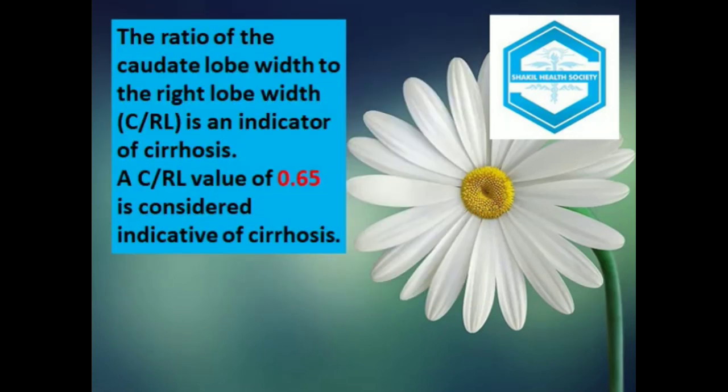The ratio of the caudate lobe width to the right lobe width is an indicator of cirrhosis. A ratio value of 0.65 is considered indicative of cirrhosis. The specificity is high, 100%, but the sensitivity is low, that is 43 to 84%, indicating that the ratio is a useful measurement if it is abnormal.